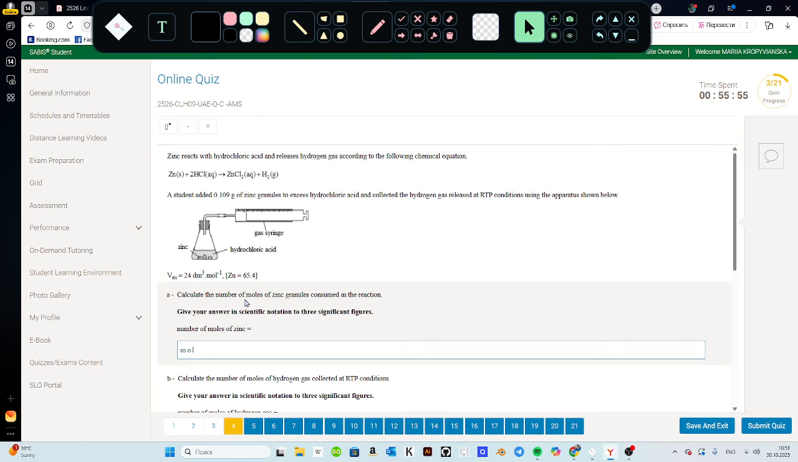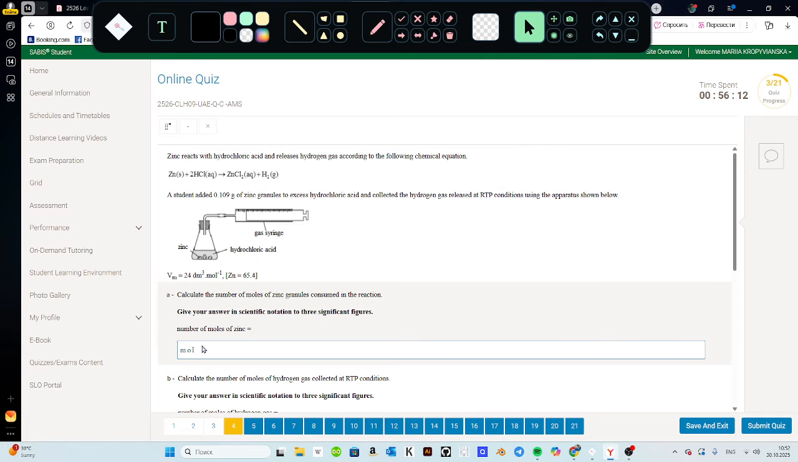Now, zinc reacts with hydrochloric acid and releases hydrogen gas according to the following chemical equation. They gave us the equation, thank God it's balanced. A student added 0.109 grams of zinc granules, and so on. We don't really need it for now. Make sure to read the question in the exam.